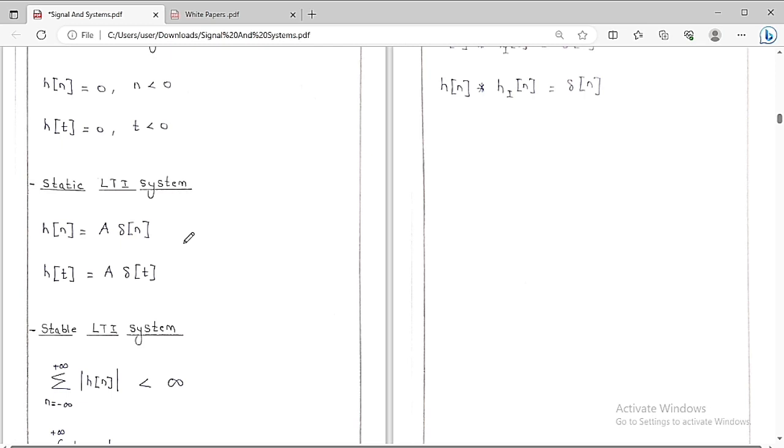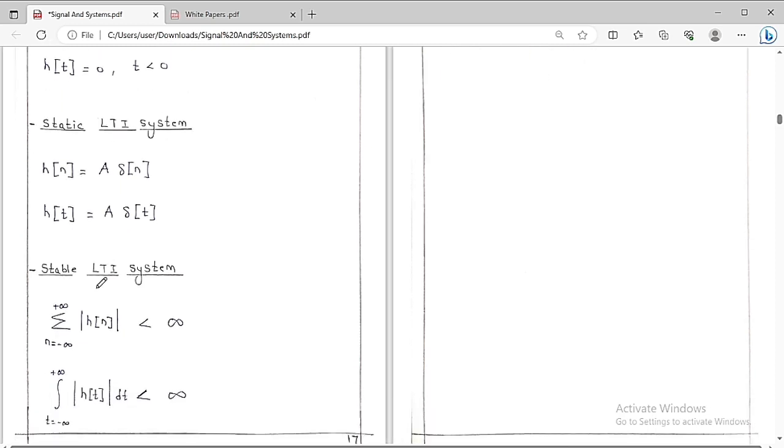So therefore, if h of n is equal to a delta of n or h of t is equal to a delta of t, then only can we say the system is a static system, because the present output depends only on the present values of the input. Suppose the impulse response is not of this form, then definitely it will become a dynamic system.